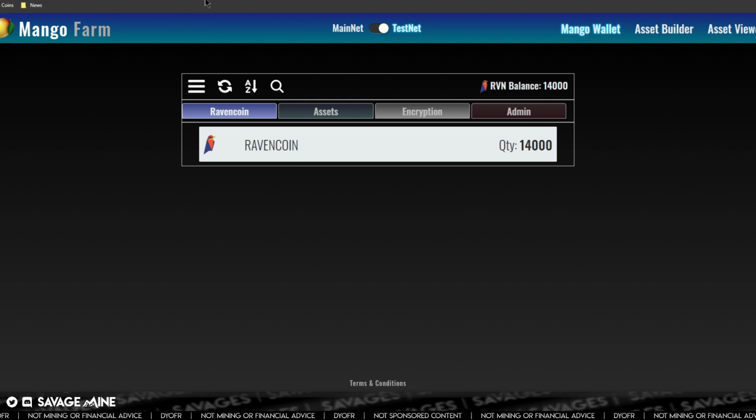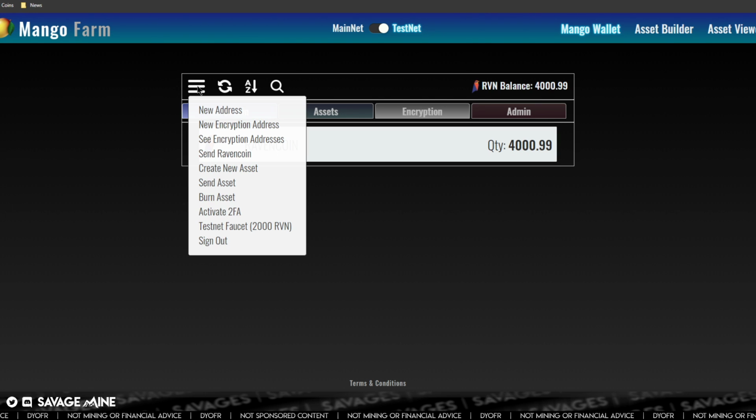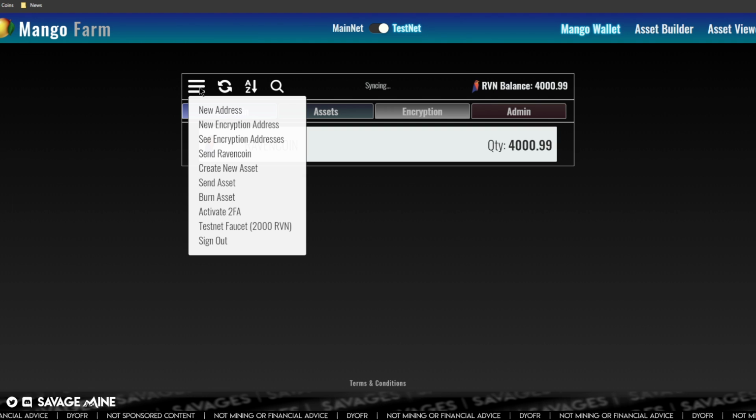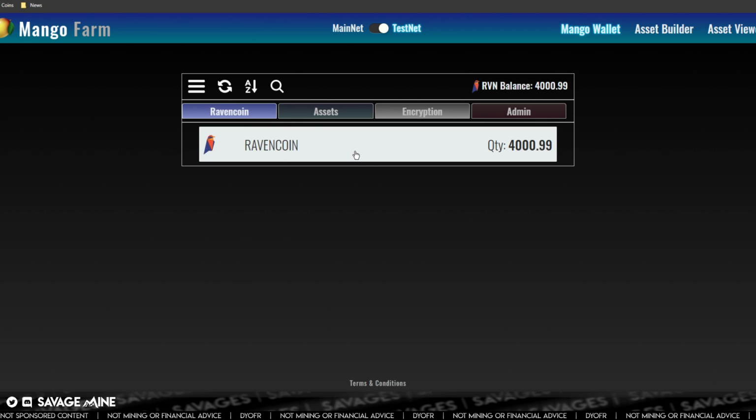And this is just the Mango Farm Assets web wallet, right? Okay, so you can see that this one dropped some Raven, so it did send it. So if we went to, let's see here. I'd like to see, I don't see a way of doing transaction history either.